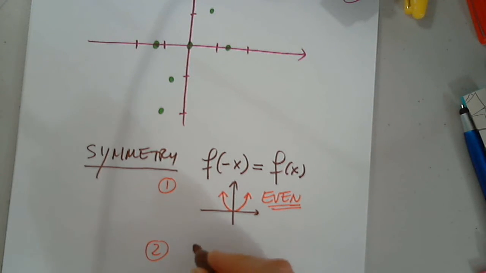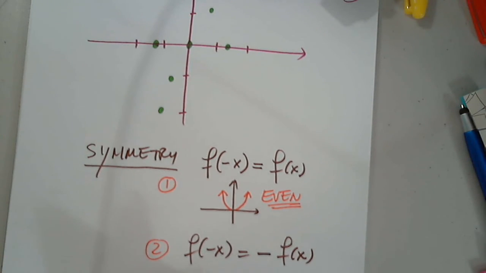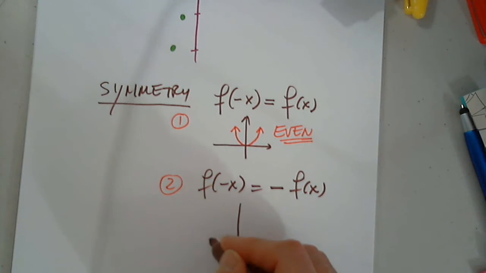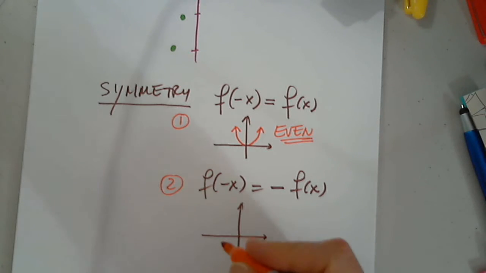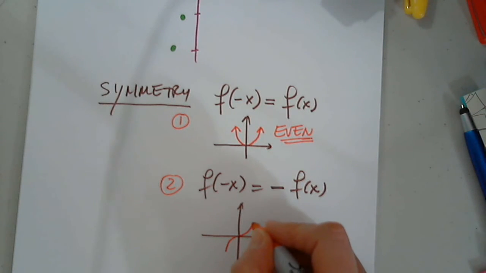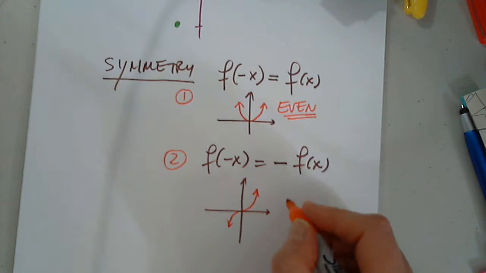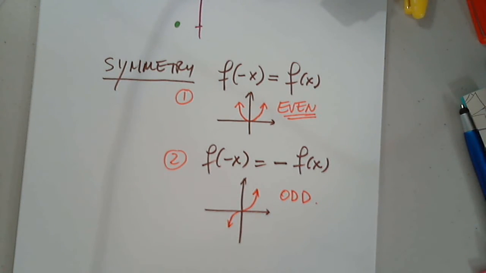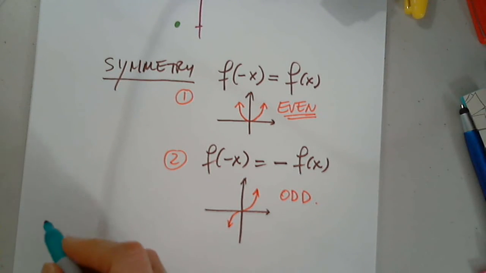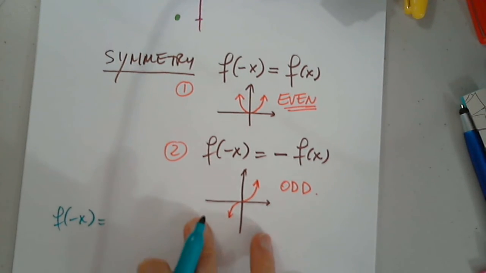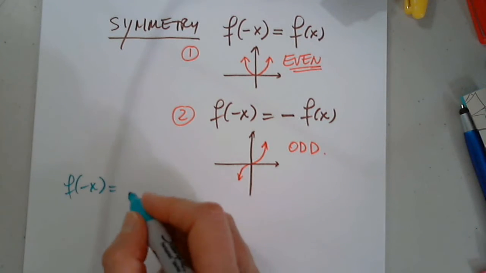If f of negative x is the opposite of f of x, then it's a situation like this. So this was x squared, and this one is x cubed. And the function is odd. So the function that we are looking at is this. And if I find f of negative x, you will see we replace x by negative x everywhere.